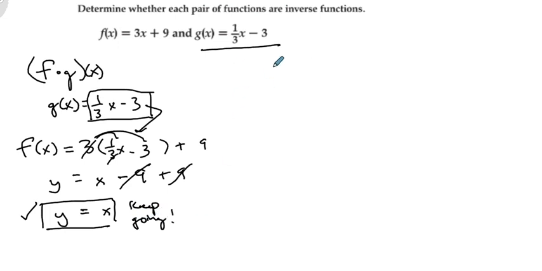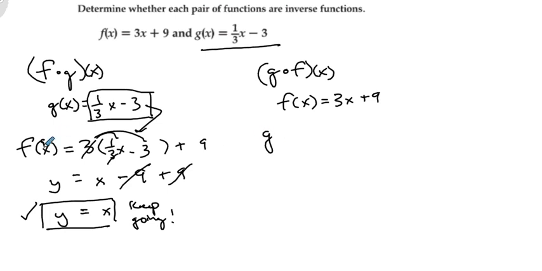Now for the second one, we are going to work the other way. We're going to start with f of x. My f of x is 3x plus 9. Now I figure out what g of f of x is. I should have written the earlier one as f of g of x. So for g of f of x, I'm going to write 1/3, leave a spot for x minus 3, and in that spot I'm going to plug in my f of x, so 3x plus 9.